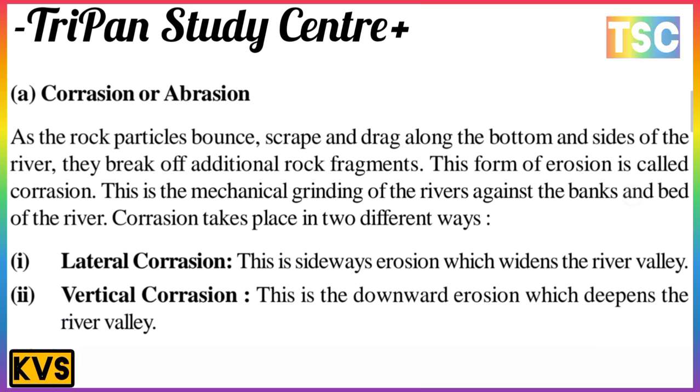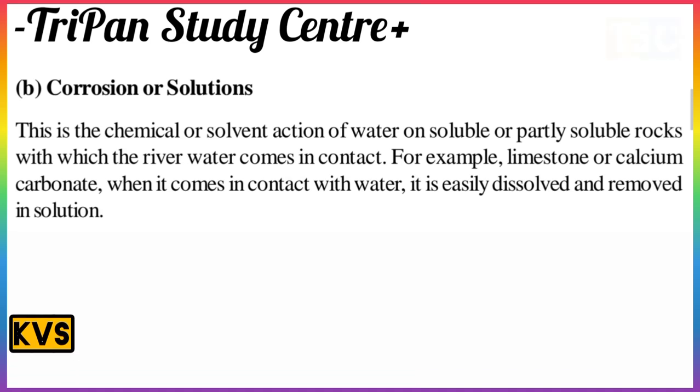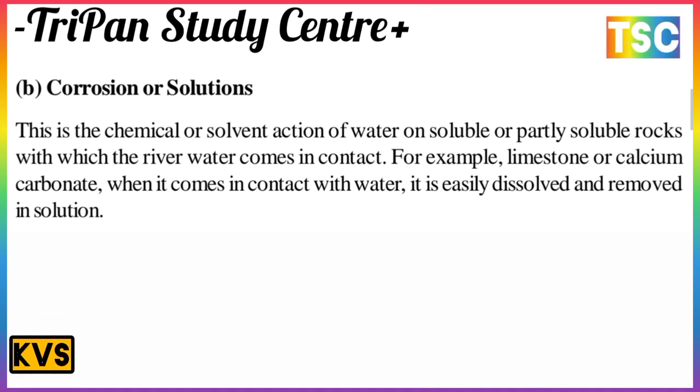And second here is corrosion or solution. This is the chemical or solvent action of the water on soluble rock with which the river water comes in contact. For example, limestone or calcium carbonate, when it comes in contact with the water, is easily dissolved and removed in solution. That is the most important point for corrosion and solution.